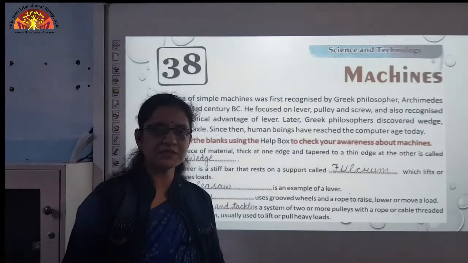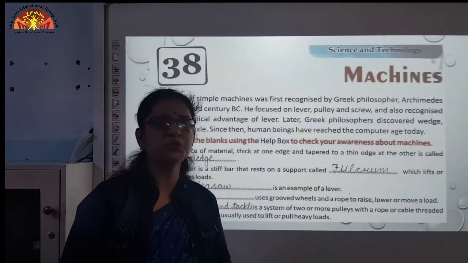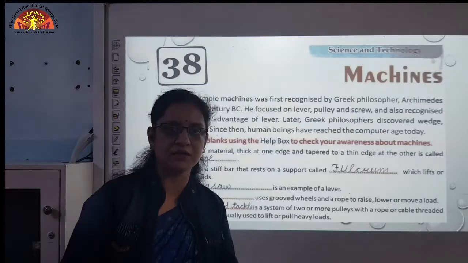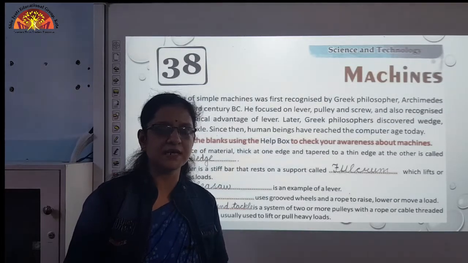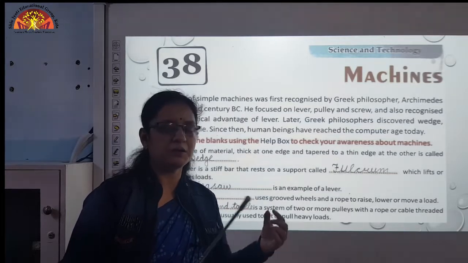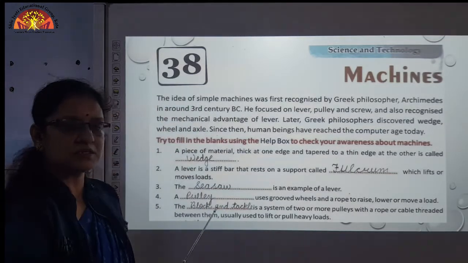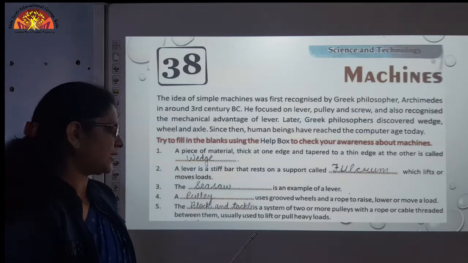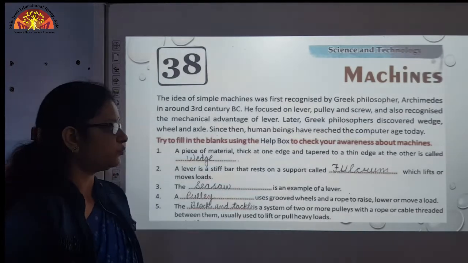What are simple machines? Simple machines are designed to make our work easier, like scissors, knife, fulcrum and seesaw, pulley, block and tackle. We are going to read it one by one.